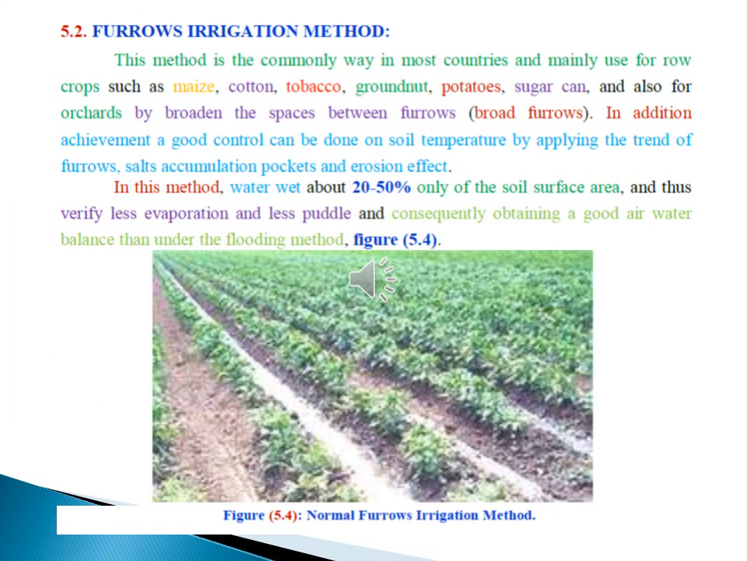The furrow irrigation method is a common way in most countries and is mainly used for row crops such as maize, cotton, tobacco, groundnut, potato, sugarcane, and also for orchards by broadening the spaces between furrows. In this method, water wets only about 20 up to 50% of the soil surface area, and thus gives less evaporation and less puddling, and consequently a better air-water balance than under the flooding method, as shown in the enclosed figure.